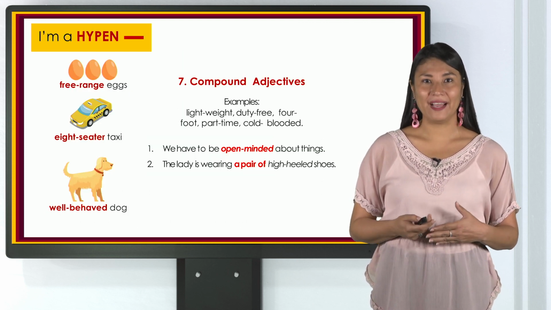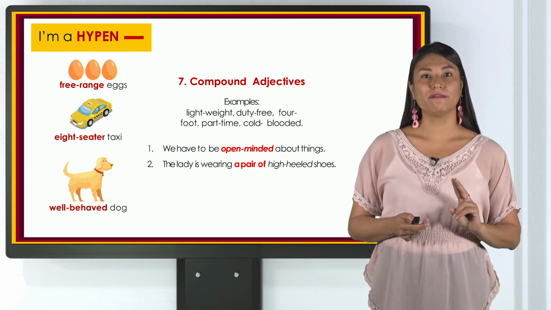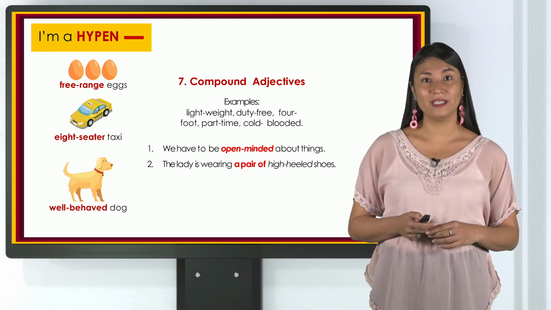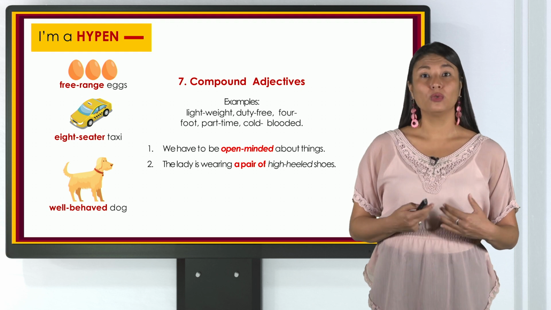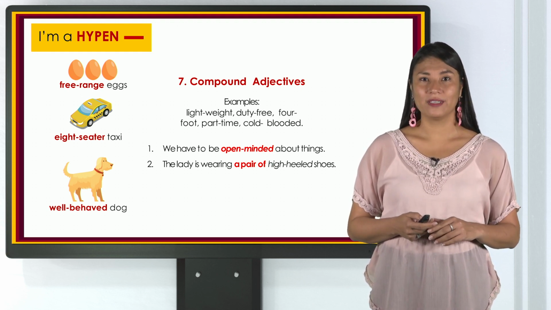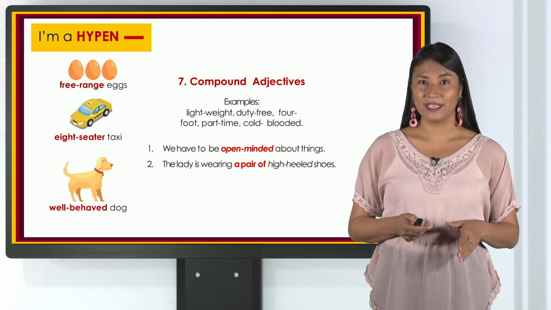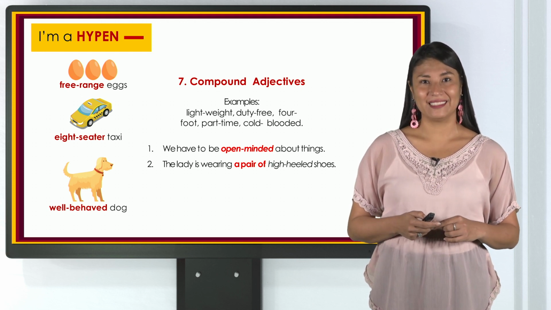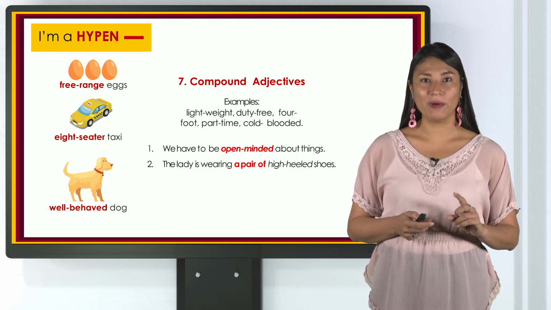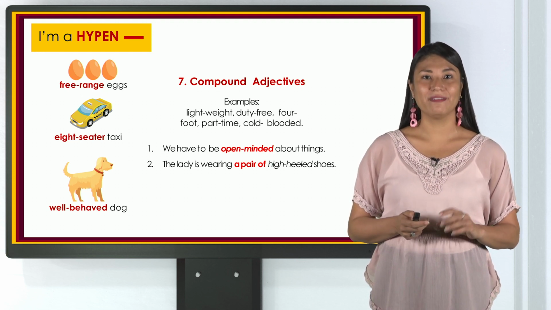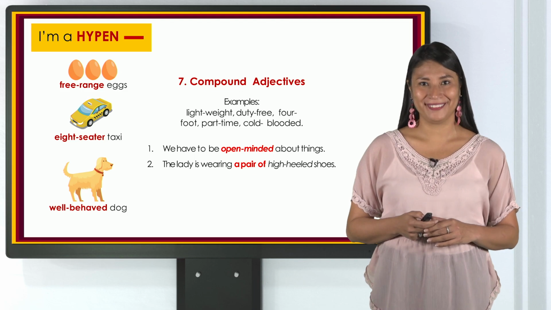Now, compound adjectives. They are made up of two or more words and often linked together with a hyphen to show that it is one adjective. Examples: lightweight, duty-free, 4-foot, part-time, cold-blooded, well-behaved. In sentences, we have to be open-minded about things. The lady is wearing a pair of high-heeled shoes.